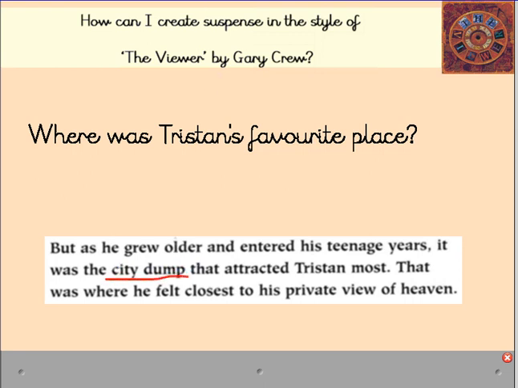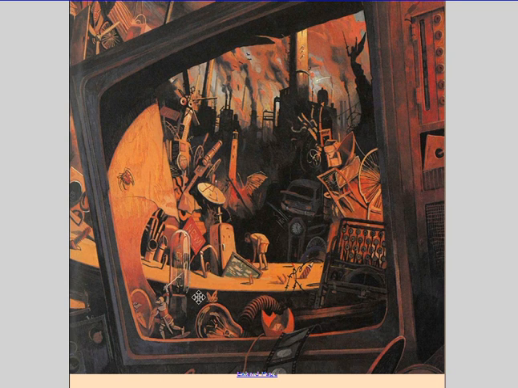Now, that might seem like a strange place to have as your favourite place in the world, the dump where everyone chucks their rubbish. But to Tristan, that's really important, and we're going to think about that more as we move through the story. Now, here's a picture of Tristan at the city dump. Okay, so why do you think that might interest Tristan? What do we know about Tristan's character that means that this might interest him? Have a think about that.